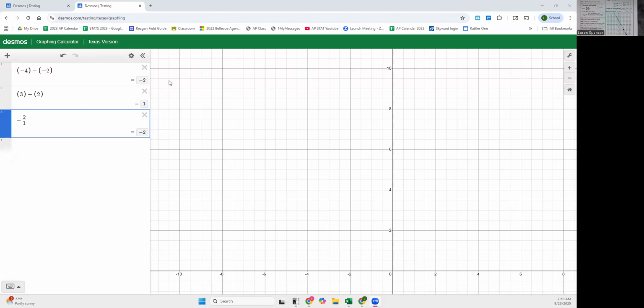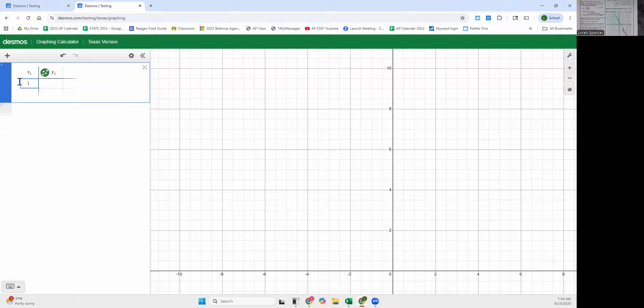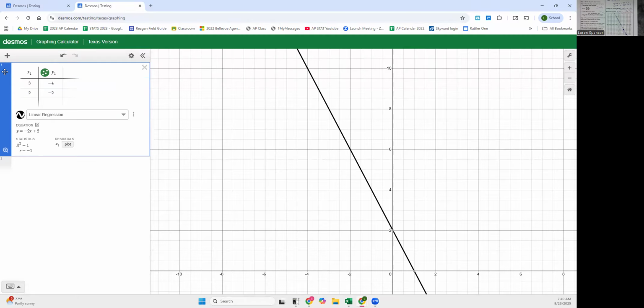All right, so graphing it from the table. Plus table, and we have 3, -4, and then we have 2, -2. Press that button, and there it is.